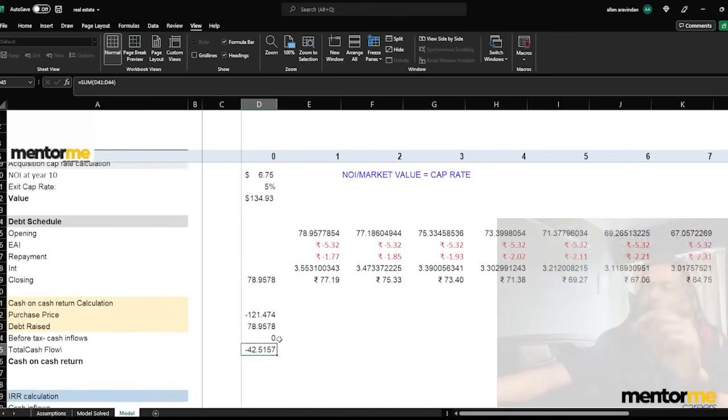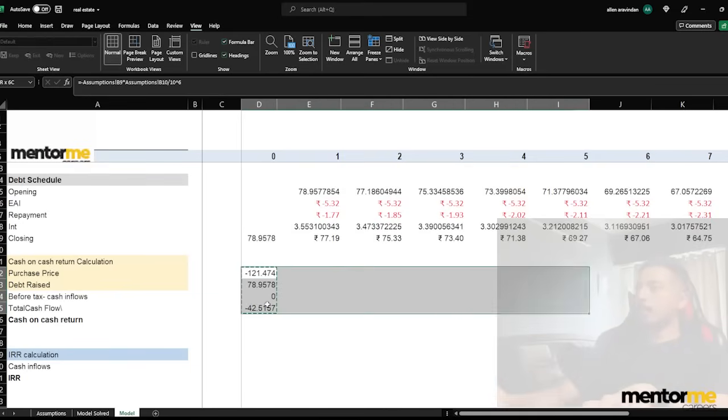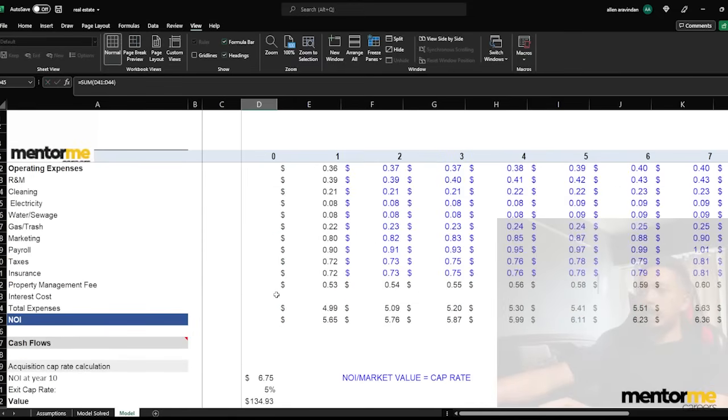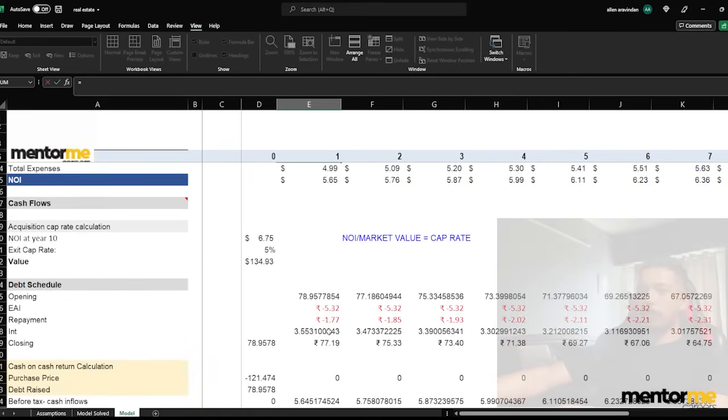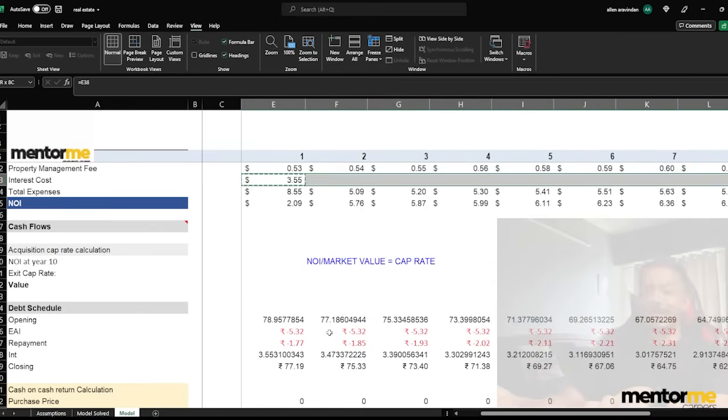So now you understand why we are doing this calculation this way, because we are really interested in the return that we make as an equity investor, not really at a project level, that means at a property level. So now we'll just drag this across, so there you go. That's your purchase price, that's your debt raised, this is your investment. Now we'll also link the interest that we are repaying from this sheet out here, so that our cash flows are correctly calculated.